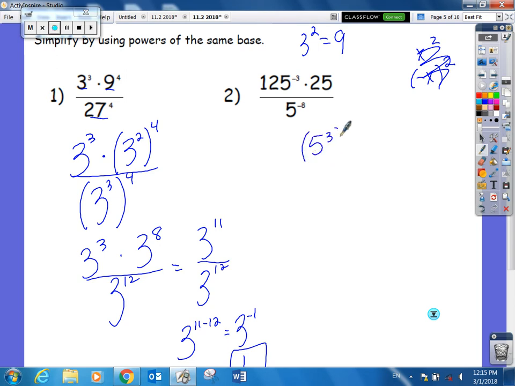So 125 is 5 cubed. The negative 3 stays. 25 is 5 squared. 5 to the negative 8 is just still 5 to the negative 8. So all the bases are the same. And you always want to make the base that small number. And those can be fractions. Sometimes on these, when you're getting the same base and you're solving, you have to change it to a negative in order to get the base to be the same. You just have to recognize, and that's why it's important to recognize your perfect squares, cubes, thirds, and fourths. The fifths, you probably only need to know 2 and 3 to the fifth, nothing past that without a calculator.